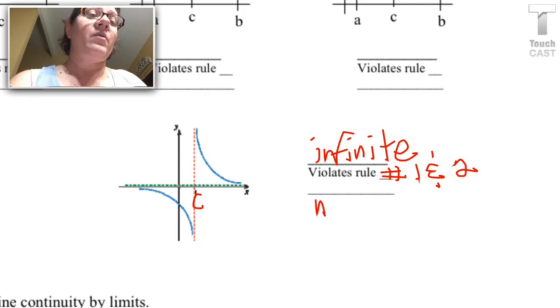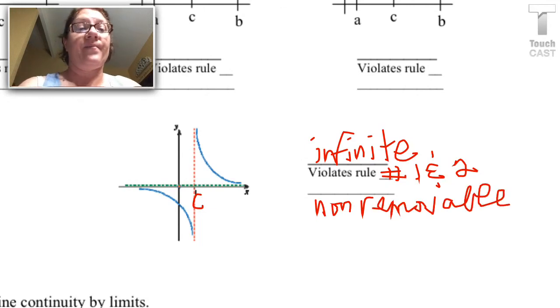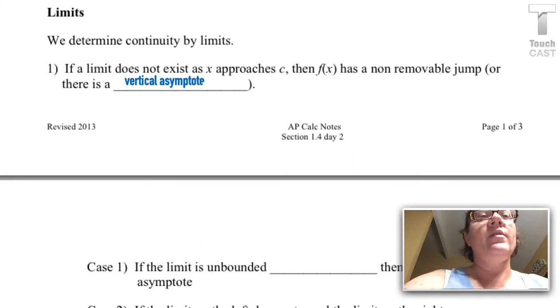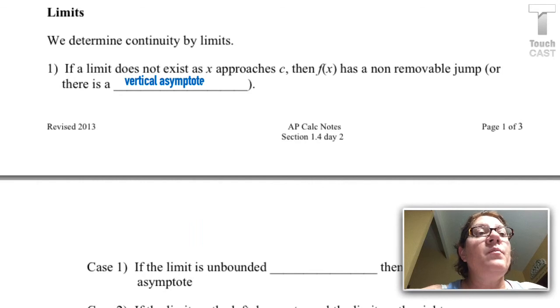And this one also is not removable. There's no quick fix like there is on the other ones where I can just move the dots or shade in the dots. And so as you noticed, when the limit does not exist, there's either a non-removable jump or there's a vertical asymptote.